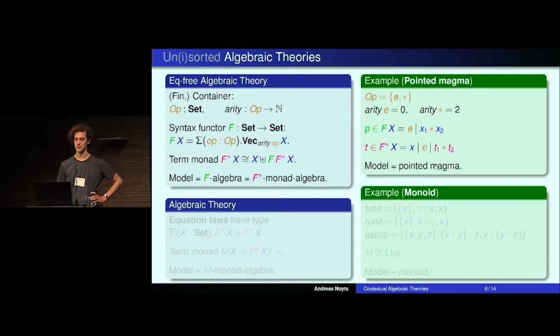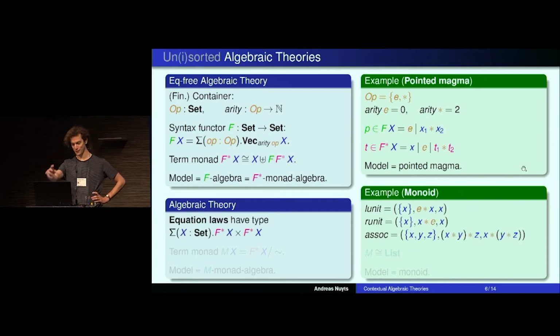And then the models of this theory are the F algebras or F star monad algebras, which here really boils down to pointed magmas. And then if we have this equation-free part, we can put an equational theory on it, which consists of a bunch of pairs of open terms. For example, I can say I want E star X to be equal to X. And so I can impose a bunch of equations, then I can quotient out my free term monad by the equational theory, and then a new model of this algebraic theory is an M-monad algebra, which here boils down to a monoid.